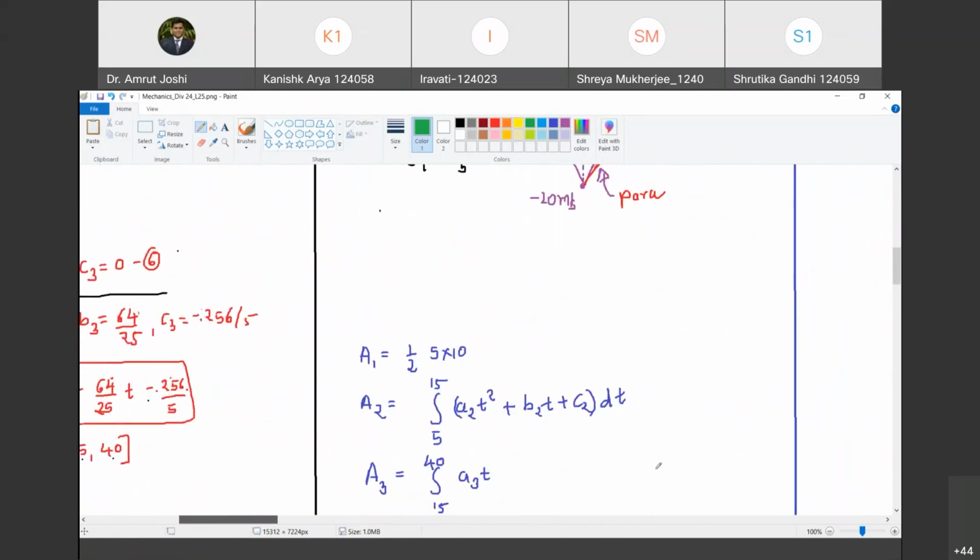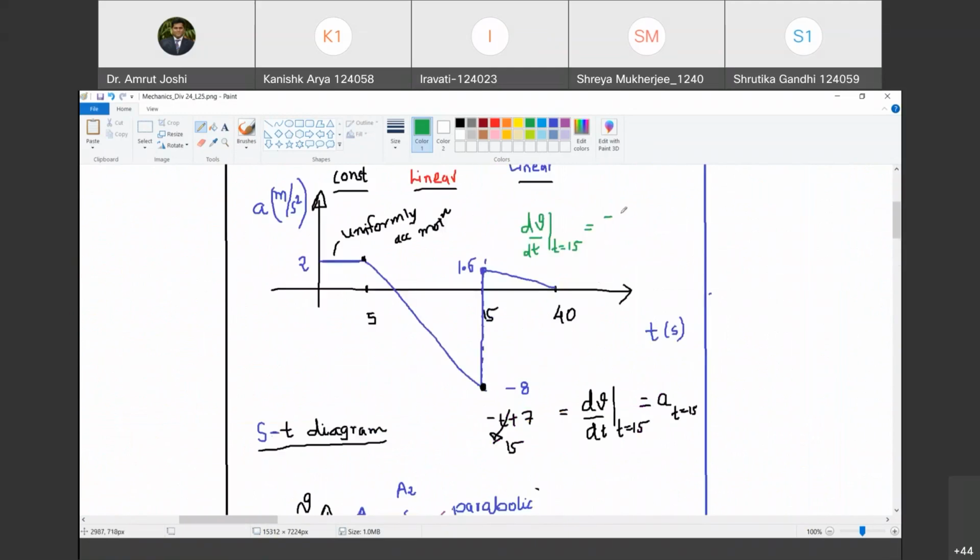Yes, sir. So that I am going to write: minus 8 upon 125t plus 64 by 25. Can you evaluate this at t equal to 15 seconds? Tell me how much it is. Are you with me? Yes, sir. Yeah, please do that.